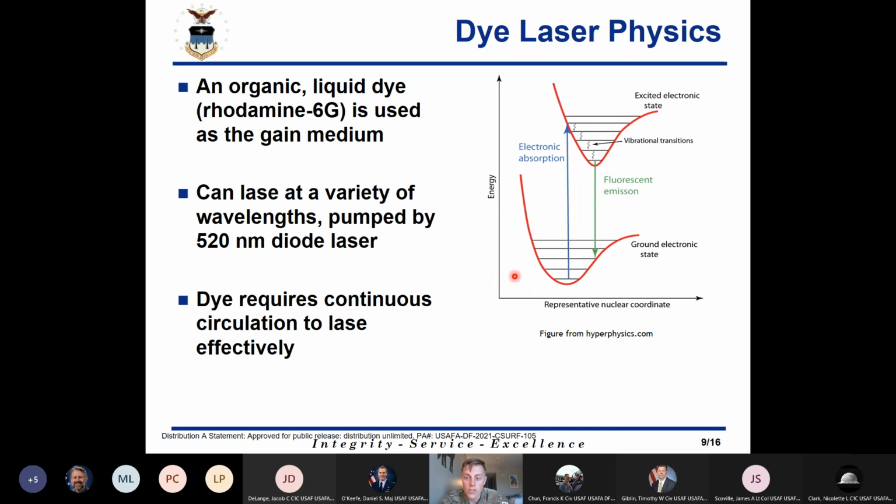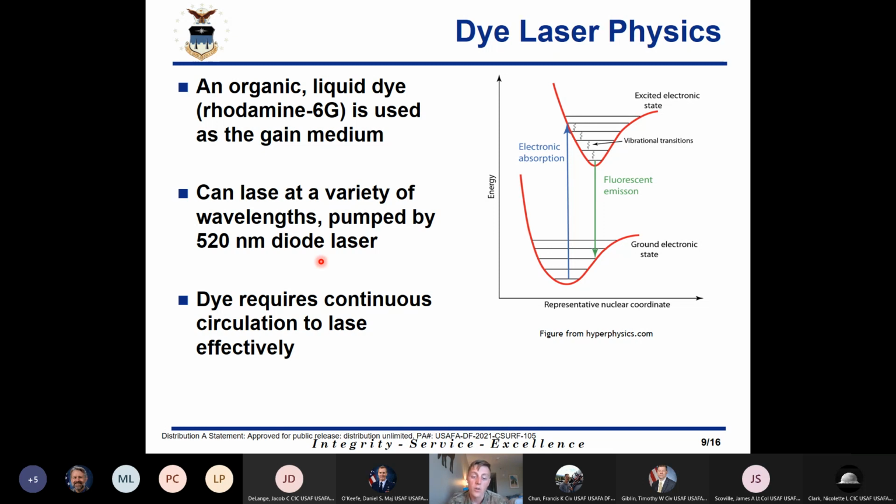And the structure of the atom notionally is that we excite at about this level. So this is in theory a 520 nanometer transition. And then this transition down here, after we go through some vibrational transitions, is in between that 570 and 620 nanometer range. These dyes normally require continuous circulation to lase effectively. That's when they're being used in higher power setups.